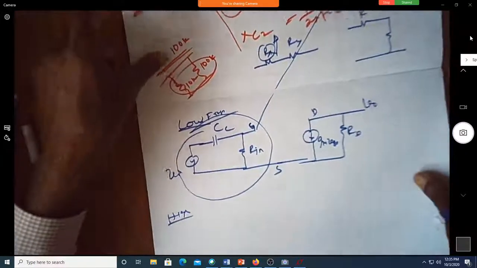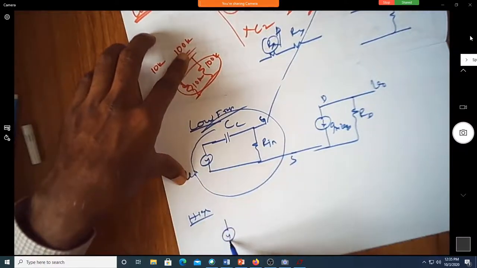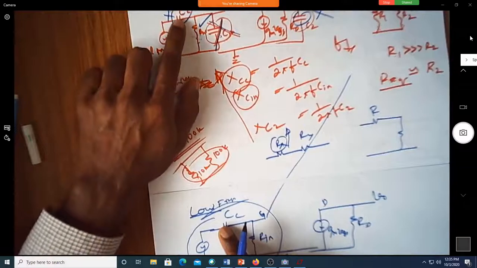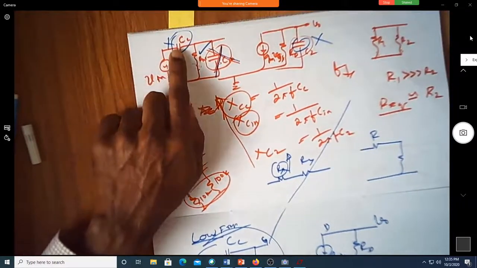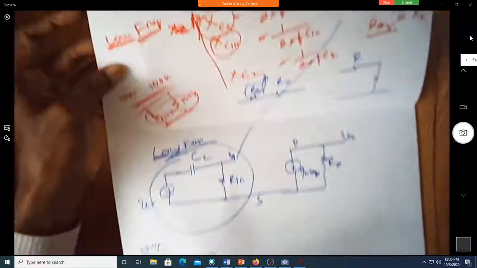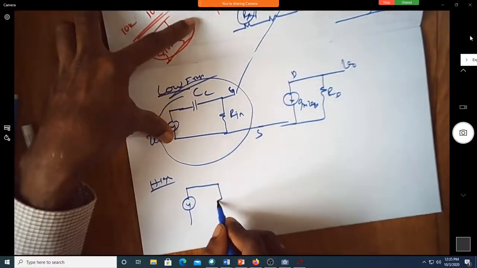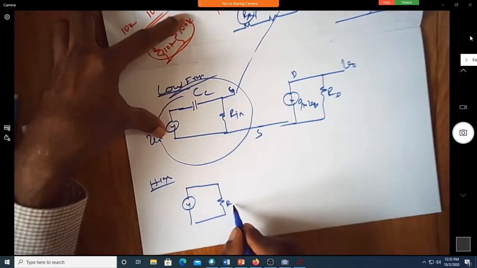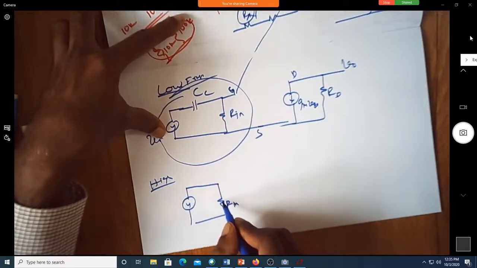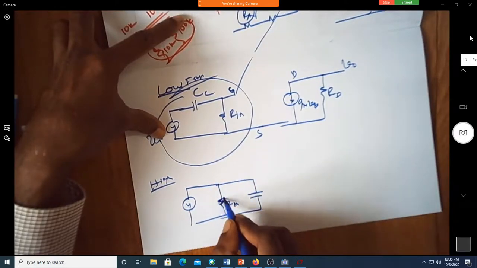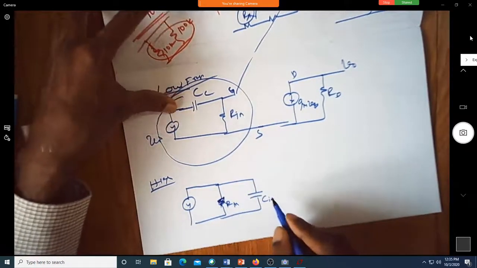So what I'll do, I will rewrite the circuit for high frequencies, and I will short this CC. You can see CC is not having any impact at higher frequencies because its reactance is very, very less. So that's why I'm shorting it here. But I will select this Rin. Of course, this is neglected when compared to this. I will not write this. This is what? Seen. Yes.